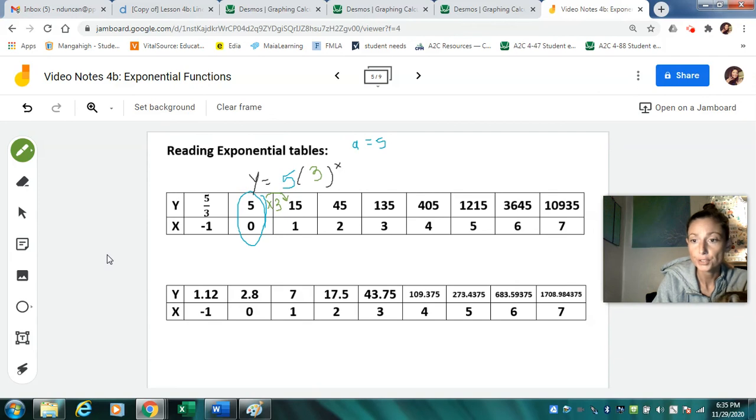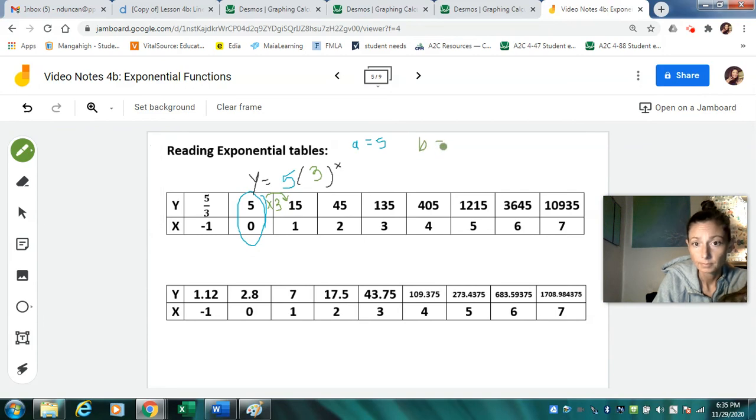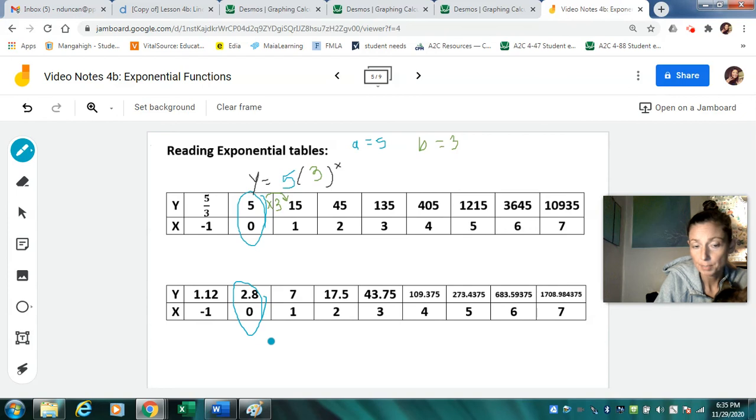Now, sometimes the numbers are trickier to tell, but it's actually still pretty easy to find the equation. So we're still starting with our a value. Forgot to write that up here before. So here for our a value, we have our y-intercept is 2.8.